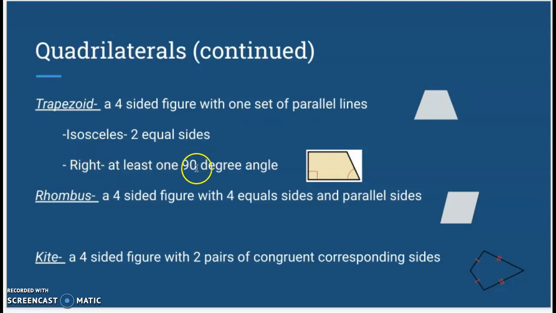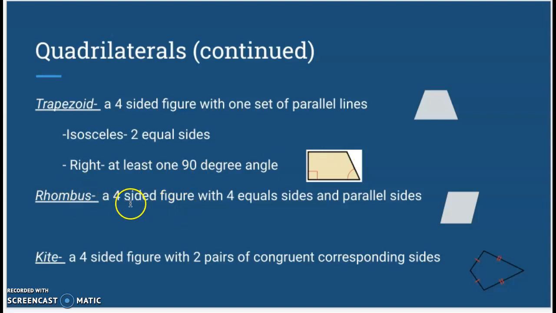A right trapezoid again means it has at least one 90-degree angle. So if I look at this trapezoid, again we know it's a trapezoid because it has these two parallel lines. And then here's where it tells me that right angle, because there's that 90-degree angle right there, that box. So this would be a right trapezoid, this would be an isosceles trapezoid. You can just have a regular trapezoid where these two sides are not the same. So for instance, this one, if I were to take that box away so you didn't think it was right, this would be a regular trapezoid because it does not have any equal sides.